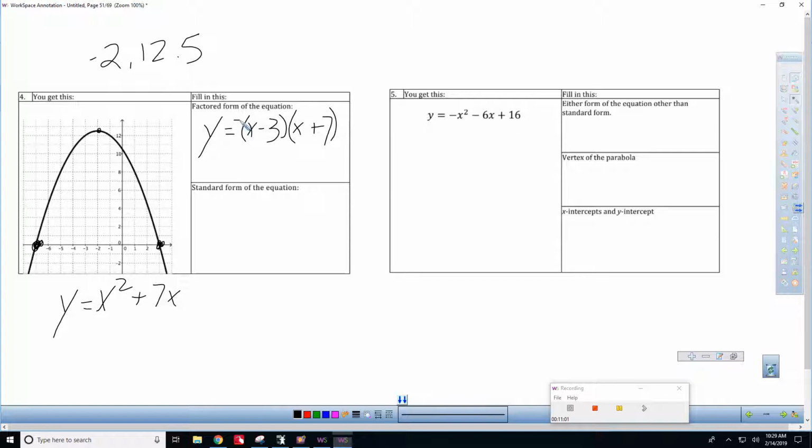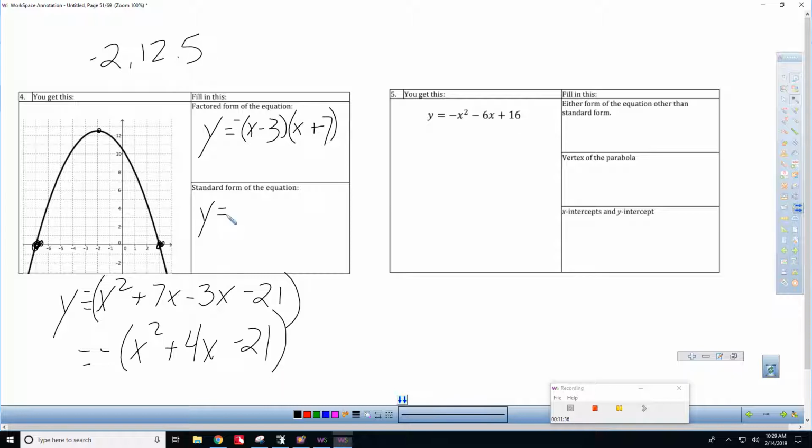So, okay. Negative parentheses. X squared plus 7X minus 3X minus 21. Okay? So that is negative X squared plus 4X minus 21. So, in standard form, it's going to be Y equals. Now apply that negative. Negative X squared minus 4X plus 21. If I put in a 0, uh-oh, I should get a 21. I did something wrong.